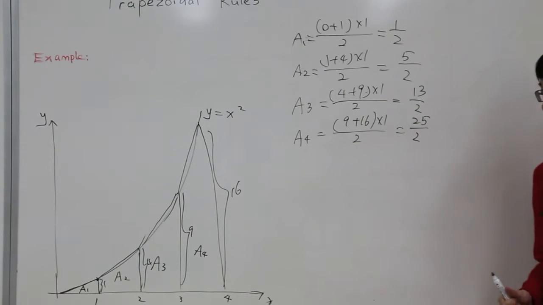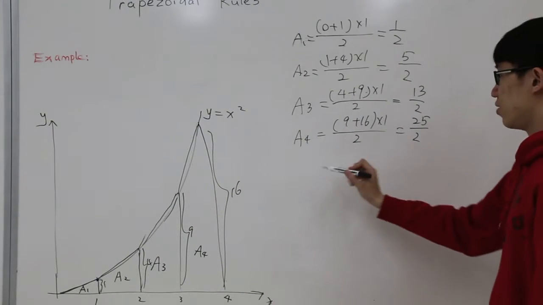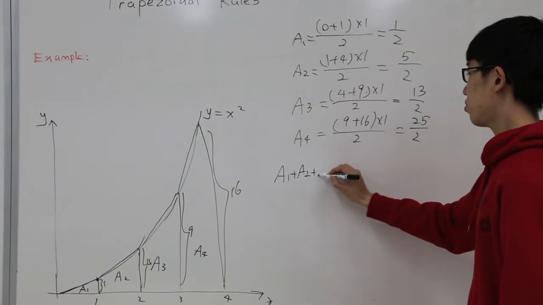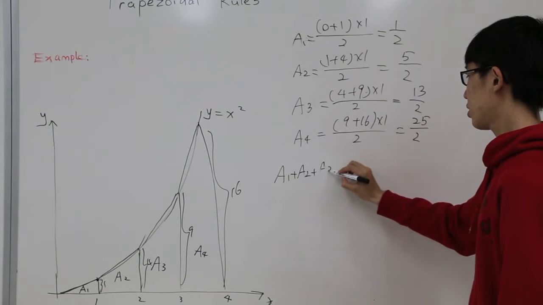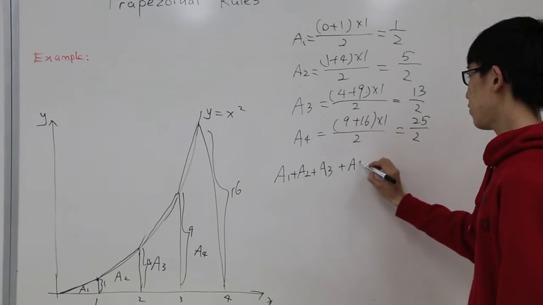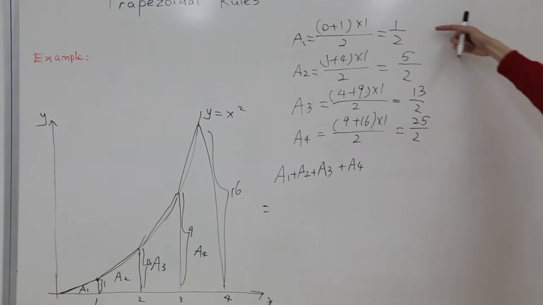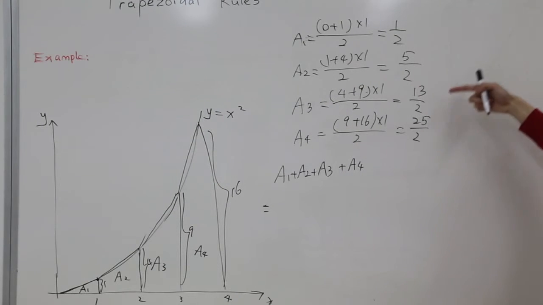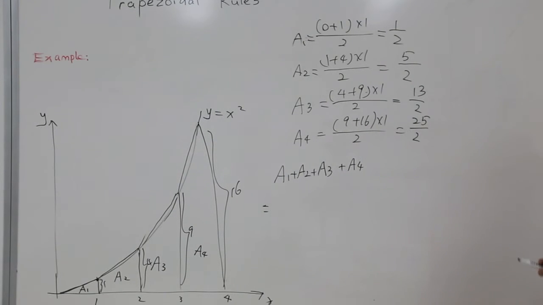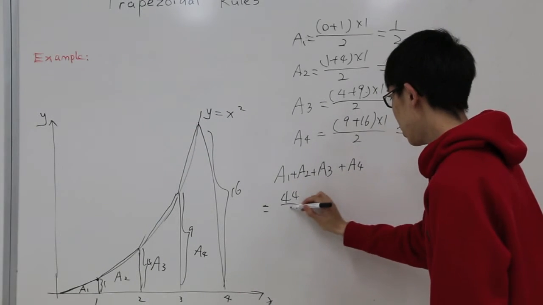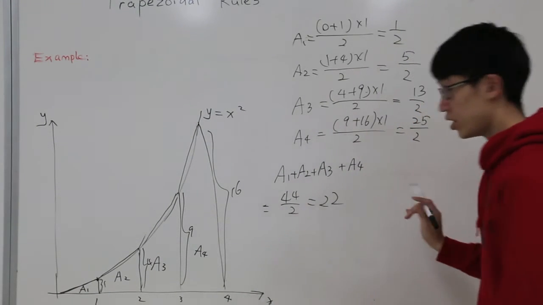And then in order to calculate the total area, we just add the 4 areas up. That would be A1 plus A2 plus A3 plus A4, which is half plus 5 over 2 plus 13 over 2 plus 25 over 2, that gives us 44 over 2, which is 22. Alright, so that is the end of our lesson today.